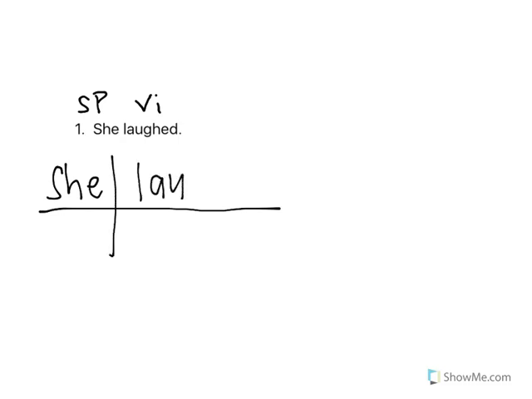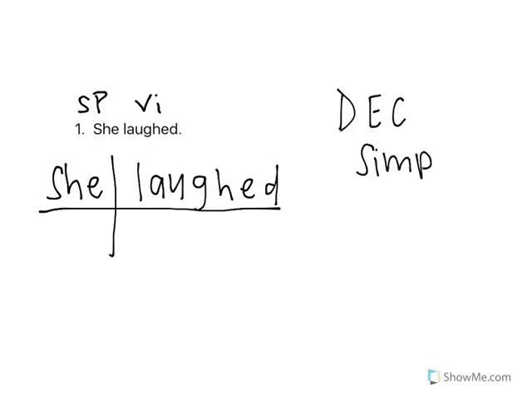And our verb intransitive goes here. And now we have to label the structure and the purpose of each sentence. So we know that the purpose of this sentence is to make a statement or declaration, so it's going to be a declarative sentence. And we know that this sentence only has one clause, she laughed, so it's going to be a simple sentence.